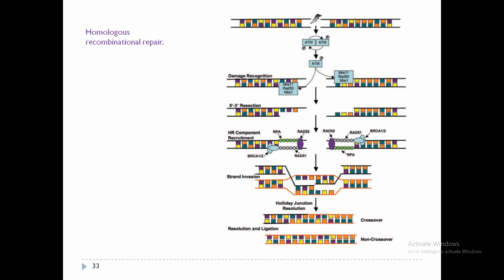So this is a picture which shows the homologous recombination repair pathway. So the initial step in homologous recombination repair is the recognition of the lesion and processing of the double strand DNA ends into 3' DNA single strand tails by the MRN complex. The MRN complex is formed by MRE11, Rad50 and NBS1.